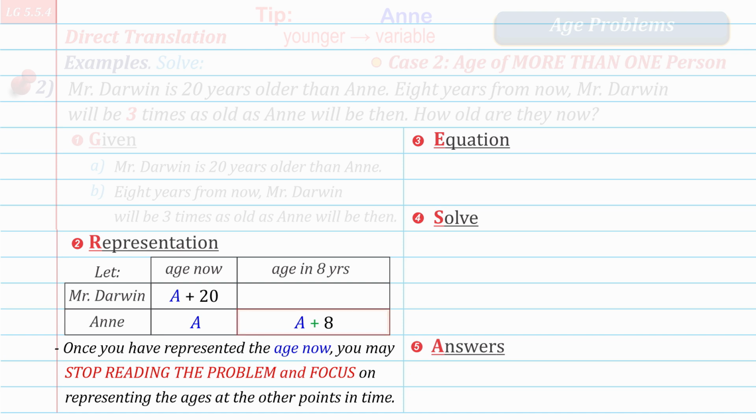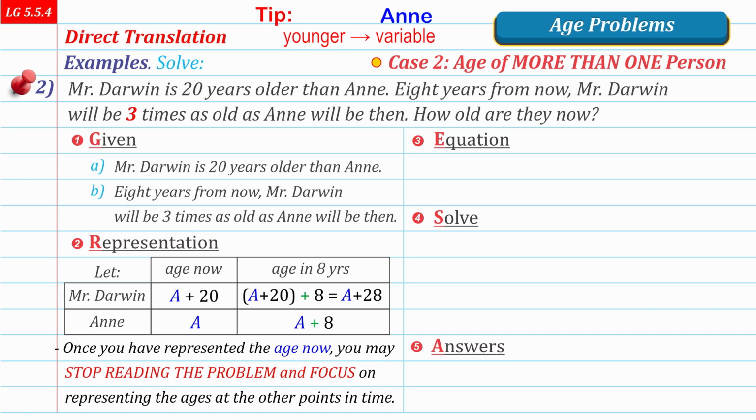Now let's proceed with Mr. Darwin's age. Since we have the age now, which is A plus 20, we need to add 8 years to this value. So it's A plus 20, that quantity, plus 8. We may try to simplify this though as A plus 28, therefore representing his age in 8 years. Now our table is complete. And we're now ready for the equation.